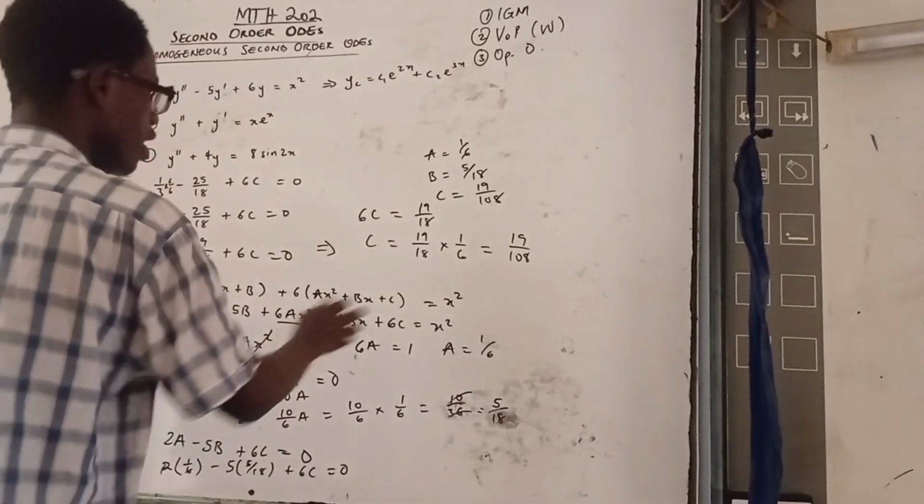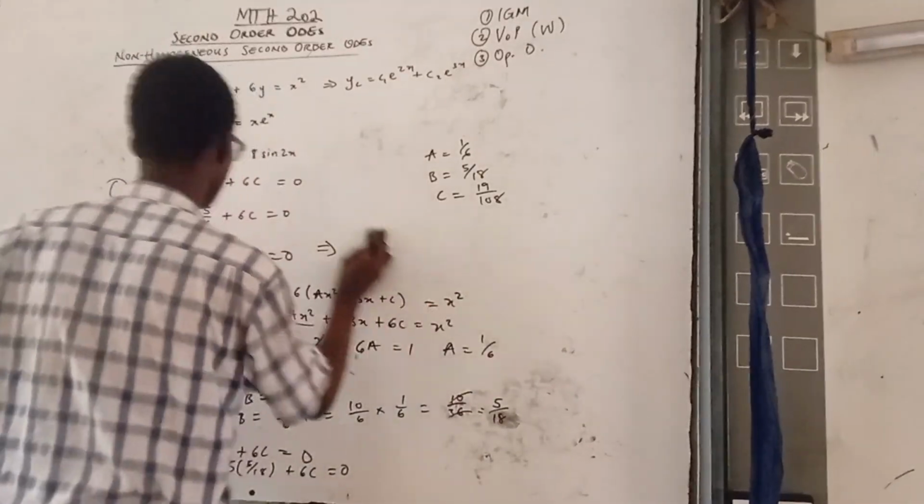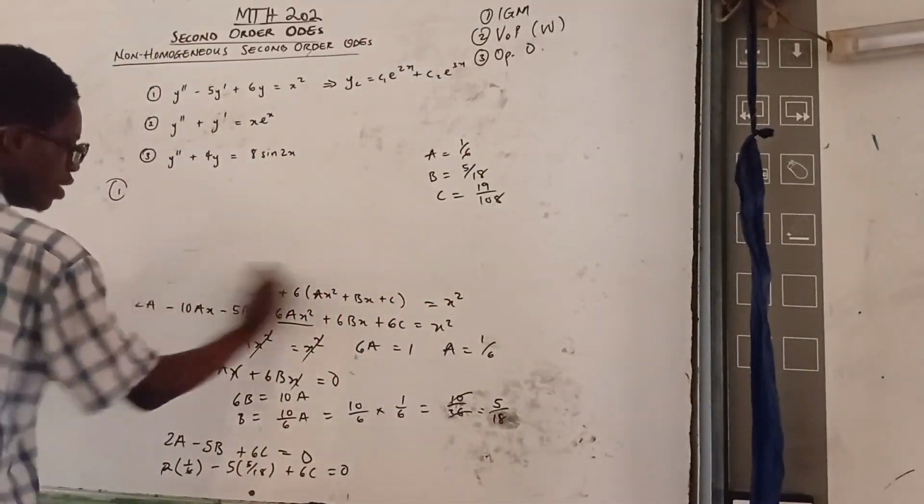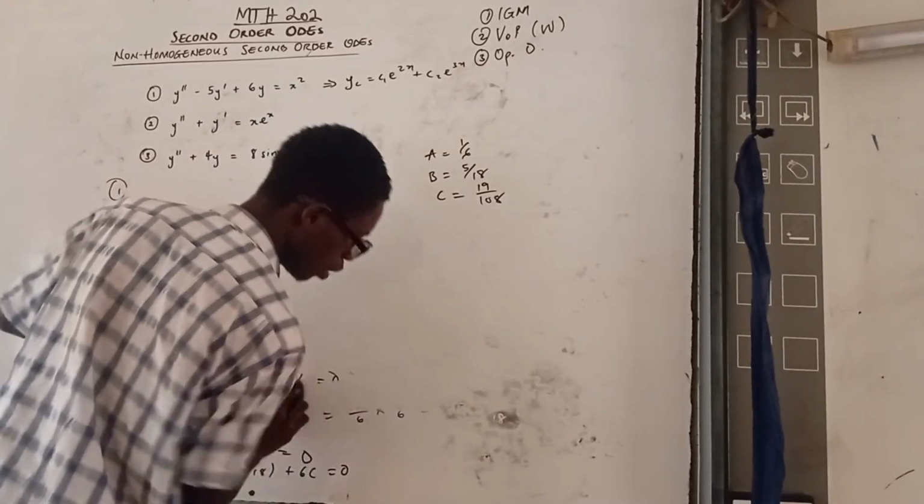And we have gotten our a, b, and c. So what do we do next? What we do next is just write our yp, our particular solution.